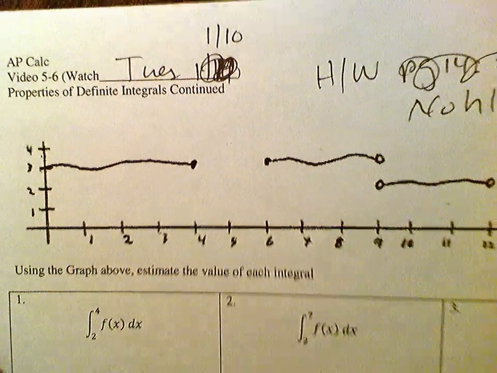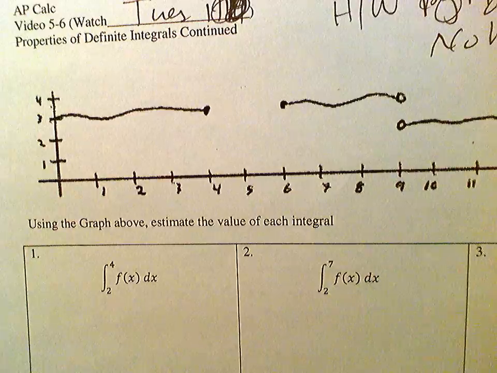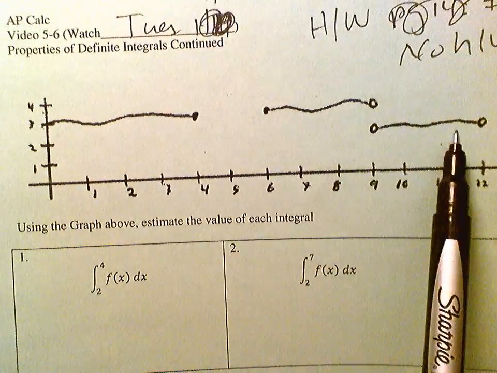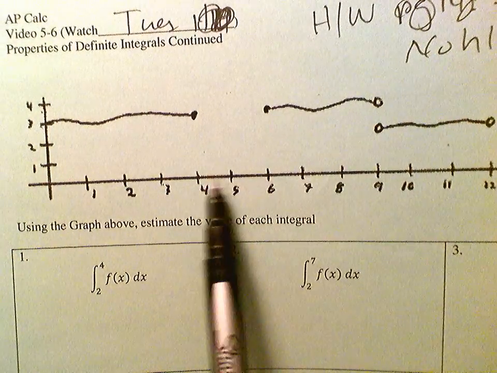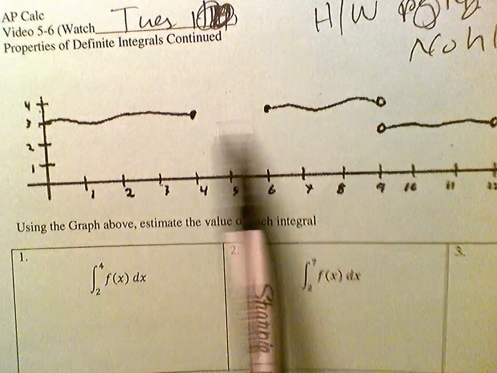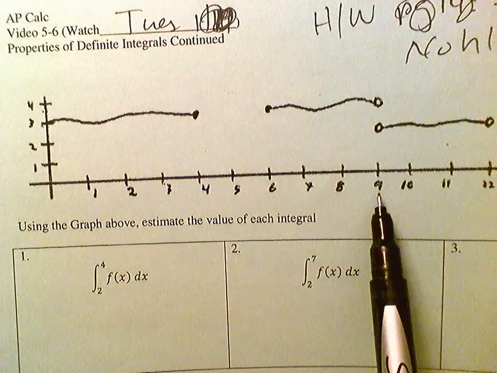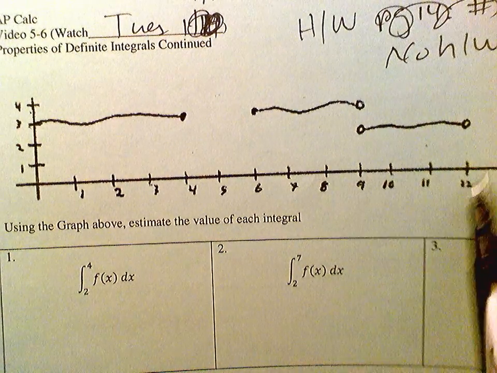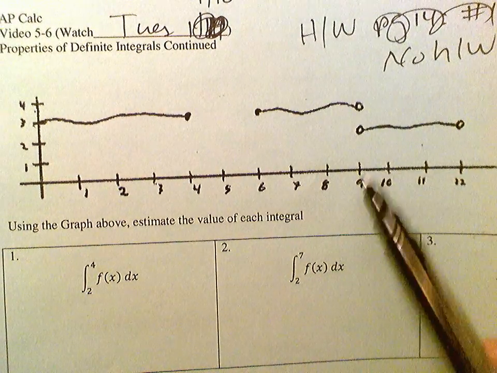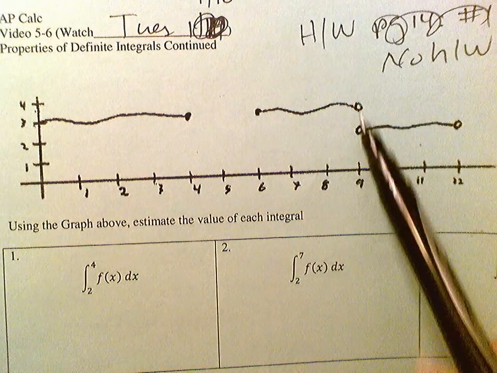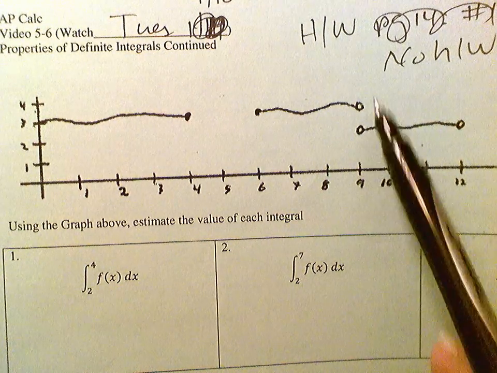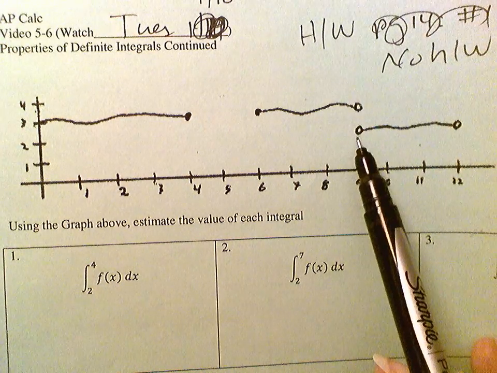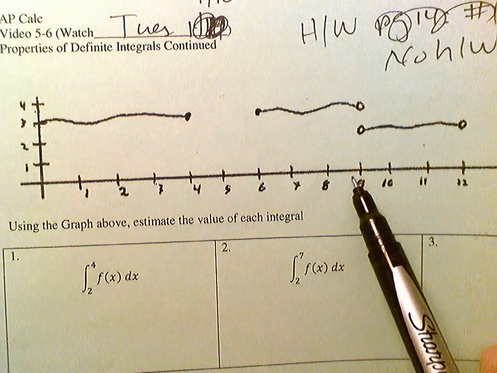Using the graph above, estimate the value of each integral. Here you can see that this is a piecewise function. It's defined in 3 parts, and there's a gap between 4 and 6, so the function isn't even defined for those values. It's also not defined at 9 or even at 12, but that would not be considered a gap. This is just a single discontinuity. It really has no dimension there, so this wouldn't be considered a gap.